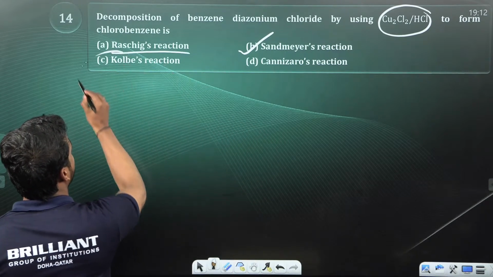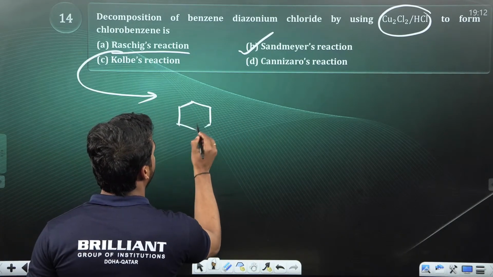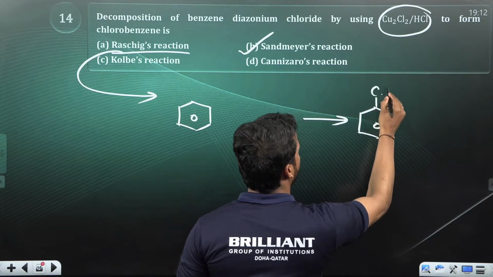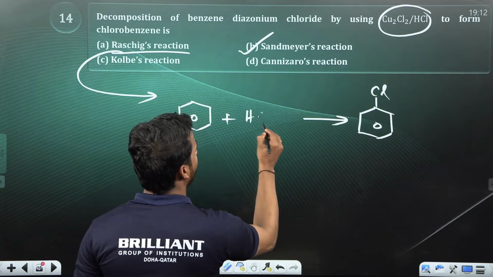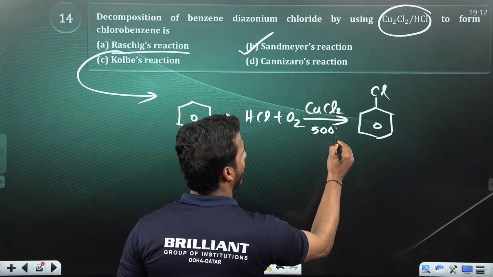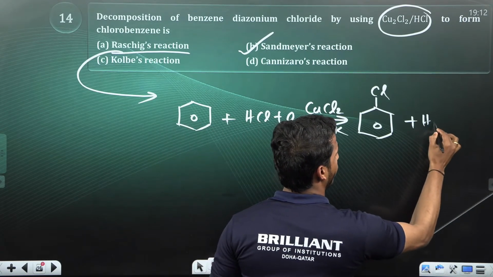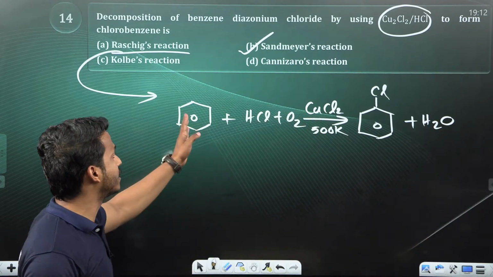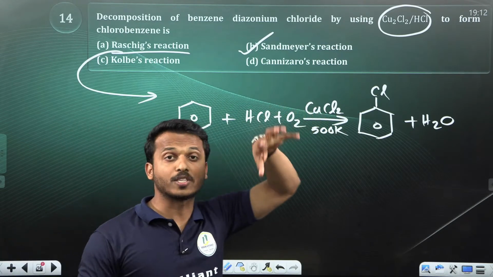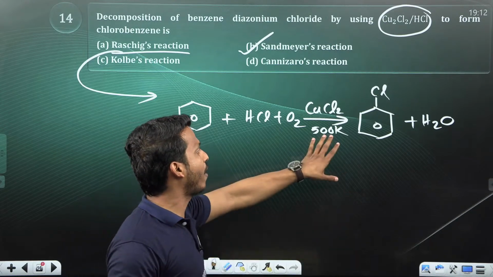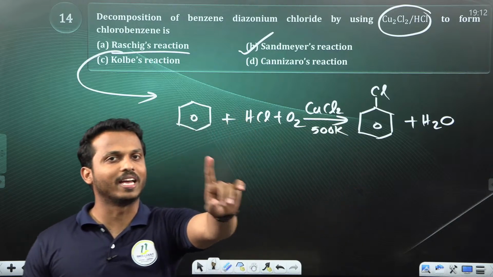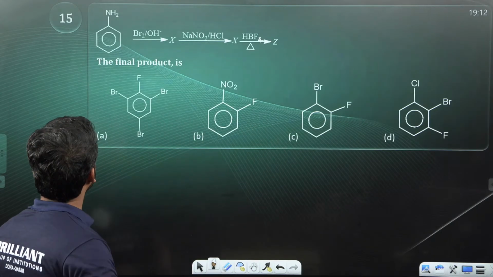What is Raschig's reaction? Raschig's reaction is conversion of benzene to chlorobenzene by treating with HCl and oxygen in presence of CuCl2 at 500 Kelvin. Chlorobenzene and water get formed. This is called Raschig's reaction. It's nothing but here we have Sandmeyer reaction. Don't forget. Next one, aniline.